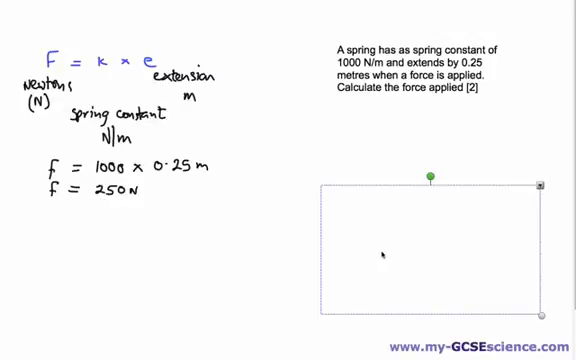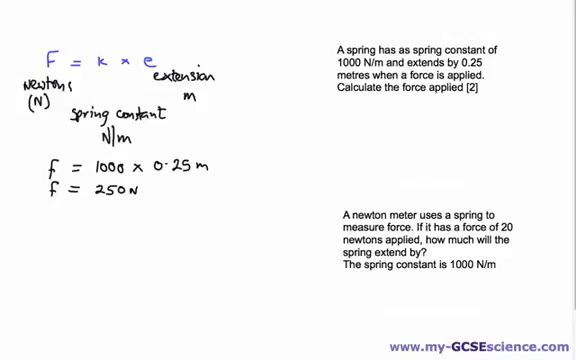Now, slightly more difficult, but not hugely more difficult, is this question here. It says a newton meter uses a spring to measure force. If it has a force of 20 newtons applied, how much will the spring extend by? The spring constant is 1000 newtons per meter. So again, just plug everything into the formula. We know the force, so it's 20 equals, then the spring constant is 1000, so it's 1000 times E.